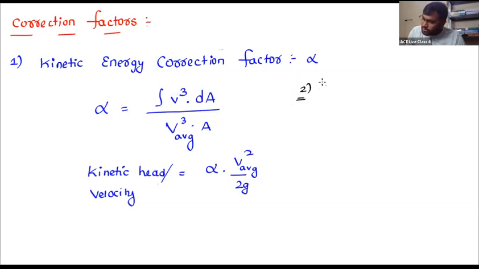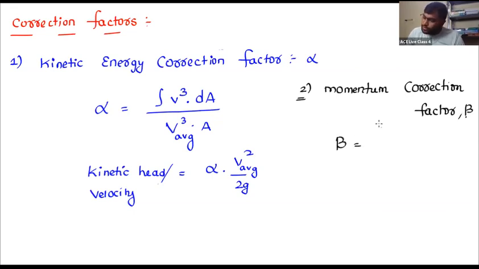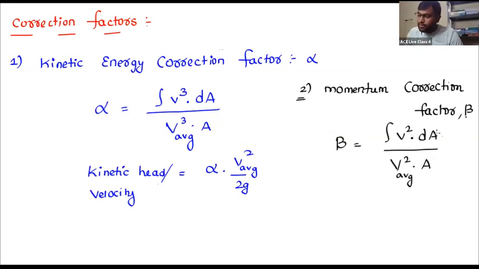Similarly, there is a second one: the momentum correction factor, represented with beta. What is this beta, sir? See, this is the integral of V cube. Now beta is the integral of V square into dA divided by V average square into A. So this is the momentum correction factor and the other is the kinetic energy correction factor.